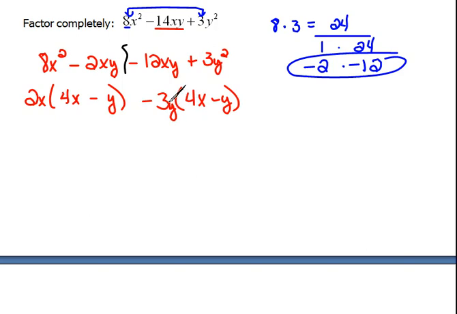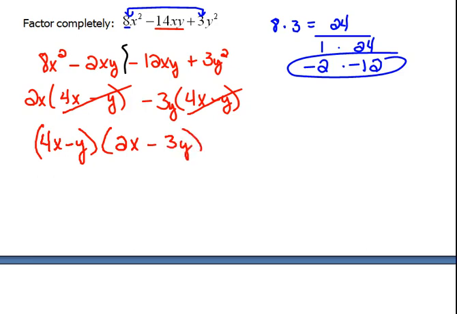Now double check it to make sure that works. Negative 3y times 4x would give us negative 12xy, and negative 3y times negative y would give us a positive 3y squared. That's exactly what we needed. So now we can factor out the common binomial factor, and we're left with 2x minus 3y as the other factor.